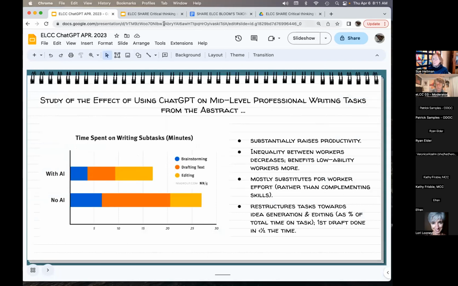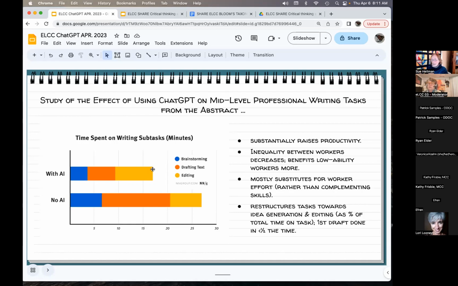All right, so one of the biggest findings was that it kind of equalized the playing field as far as writing ability between weaker employees and stronger employees. It made a greater difference in the life of the people who were not strong writers. And it restructured the tasks.